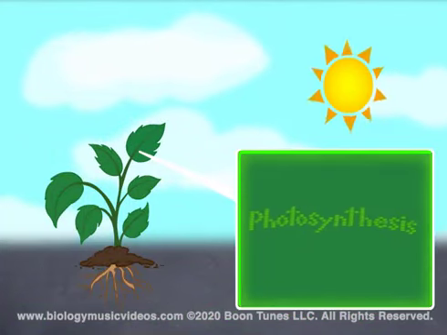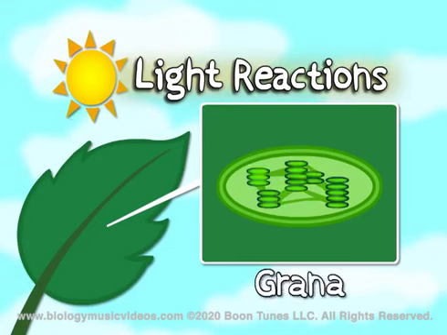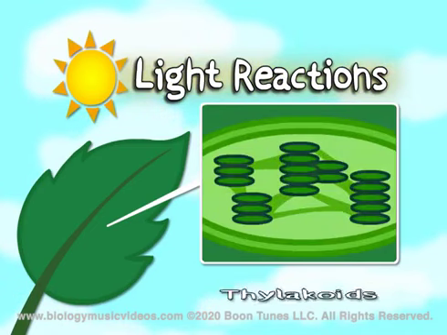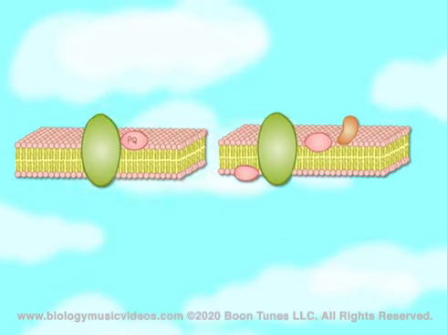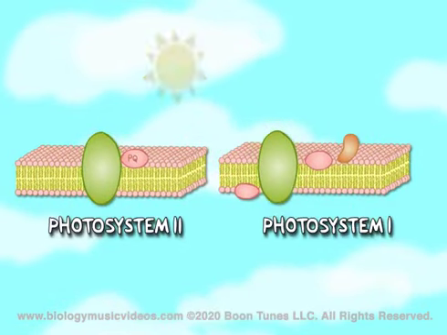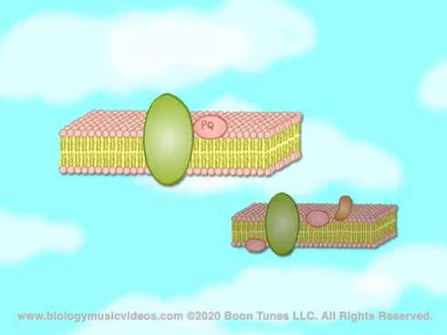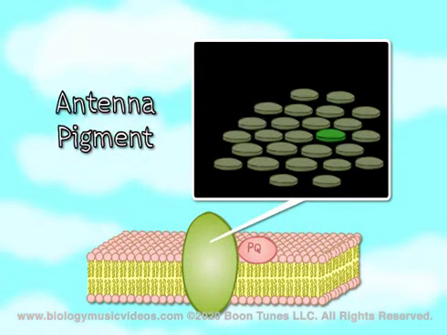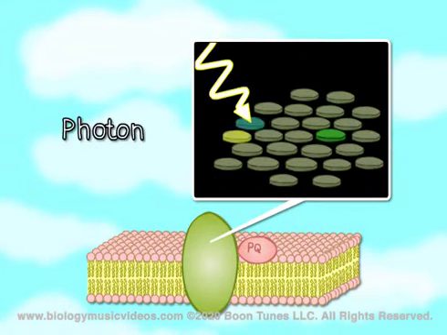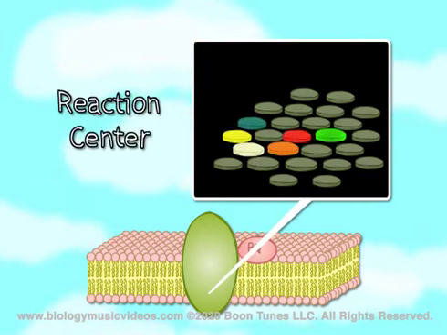The light reactions take place in the grana of the chloroplast. They're stacks of thylakoids, which contain two photosystems in their membranes. Both photosystems harvest light energy from the sun. But the first steps I'll explain occur in photosystem 2, or PS2. An antenna pigment initially absorbs a photon's energy. This energy will resonate to the reaction center of PS2.